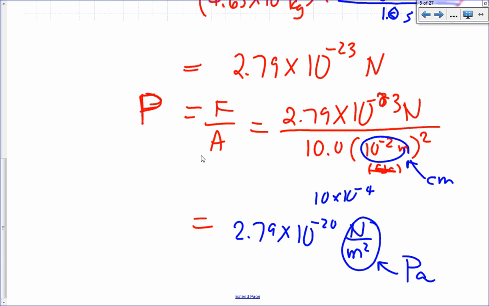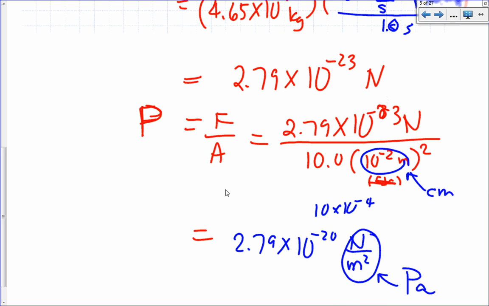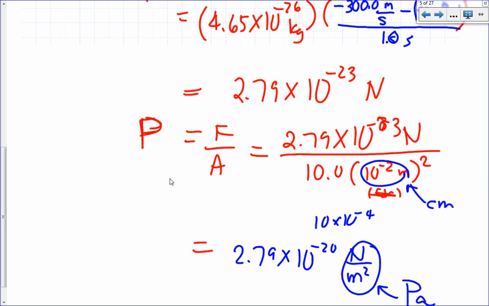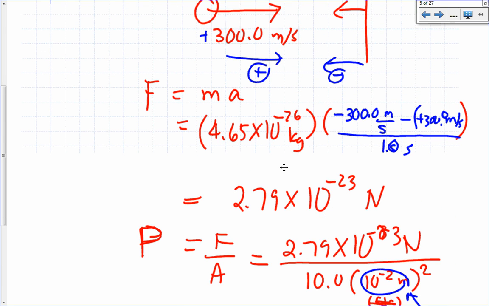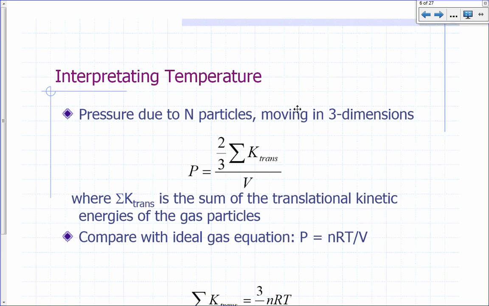Of course, with dealing with moles, generally we're going to be dealing with way more than just one molecule. You'll notice this is a very small number, but that's the idea behind pressure. It's due to collisions of atoms and molecules with the wall, which causes them to impart a force.